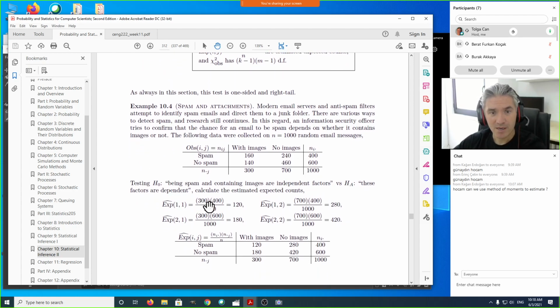And let's look at this example 10.4, and this will actually conclude chapter 10 after we finish this example. So here it's the relationship between a mail being spam and its attachments. We're just looking at image attachments, whether it has image attachments or not. So 1,000 emails are collected, and here are the statistics that we have about these 1,000 emails. There are 400 spam emails and 600 that are not spam.